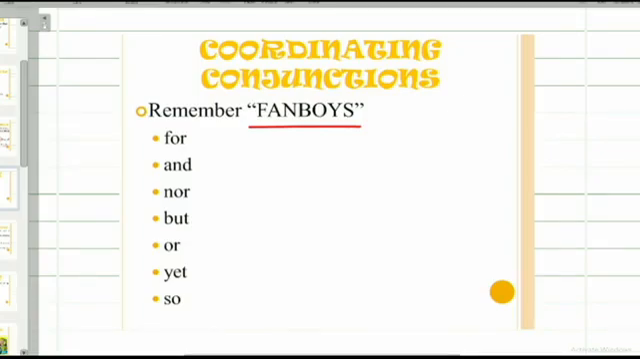Look at it closely. F for for, A for and, N for nor, B for but, O for or, Y for yet, and S for so. So you are seeing here, FANBOYS is actually an acronym for your coordinating conjunctions. And once you remember that acronym FANBOYS, you will always remember your coordinating conjunctions.